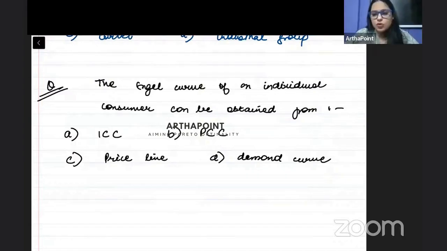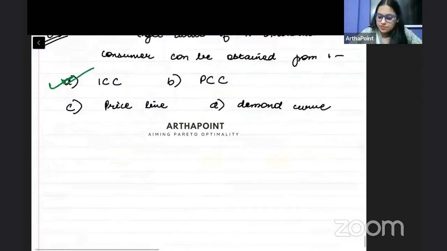Okay, so for all of you who are saying the correct answer is A, yes, A is the correct option. It can be achieved through income offer curve or income consumption curve. Correct है बेटा. ठीक है.